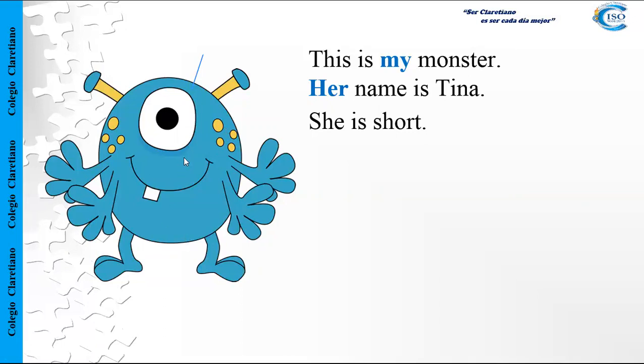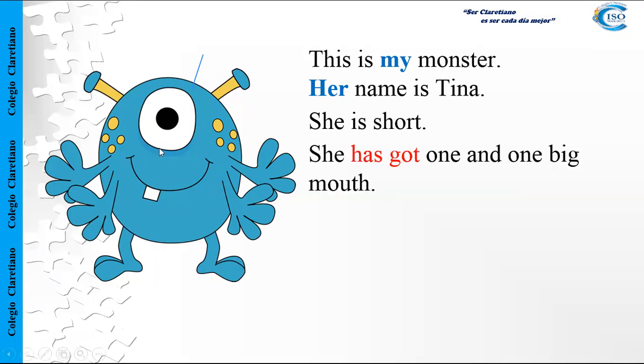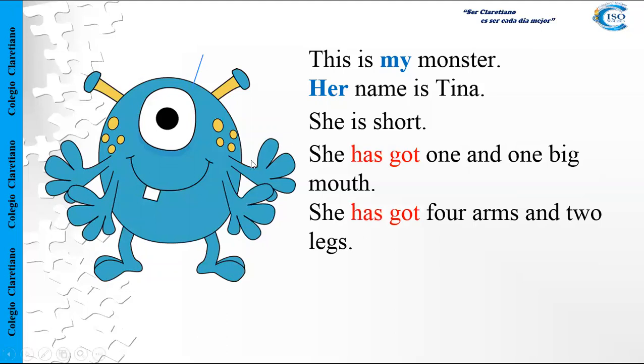Wait. This is another example. Pay attention to this example, then questions, okay? This is my monster. Her name is Tina. In this case, it's a female monster, okay? Tina, her. I use her. She is short. She has got 1 eye and 1 big mouth, you see. Let's continue the description. She has got 4 arms, 4, you see, 4. She has got freckles.